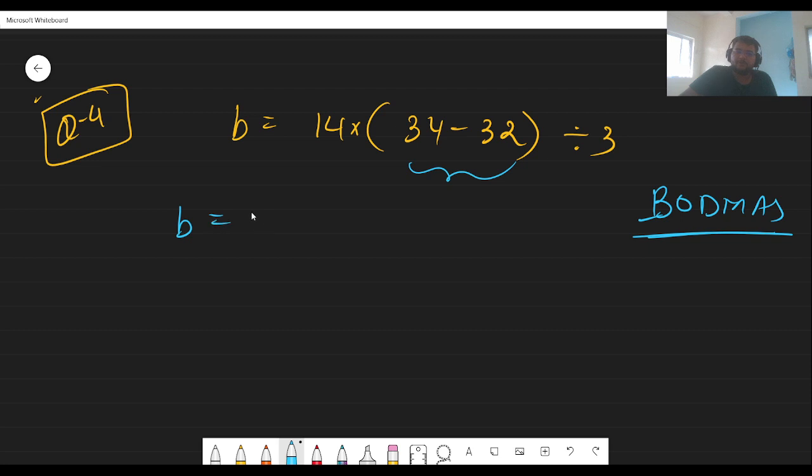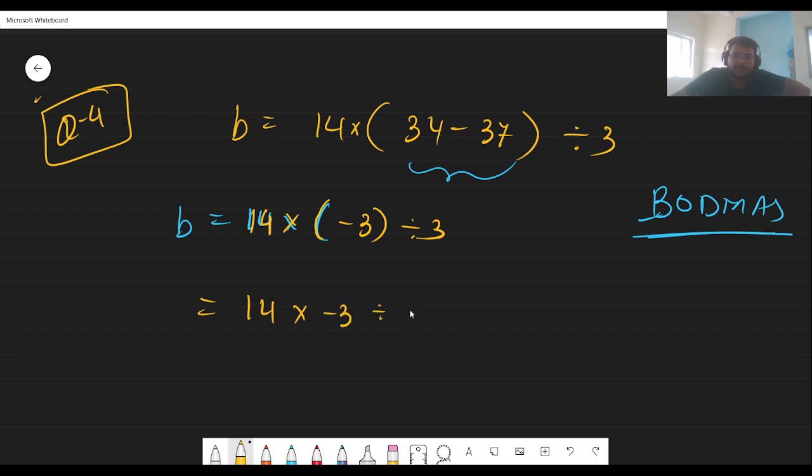Okay. So first thing is the bracket, and in the bracket there is a subtraction. So I'll write b equals 14 times (34 minus 37), it is not 32, it is 37. So 34 minus 37 will give a negative 3, divided by 3. Now this is the equation, and we have to solve it. See, now the brackets are gone, so basically it is 14 multiplied by negative 3, divided by 3.